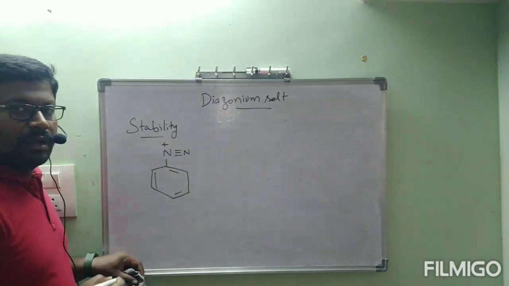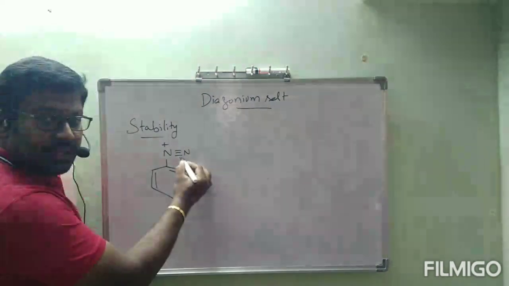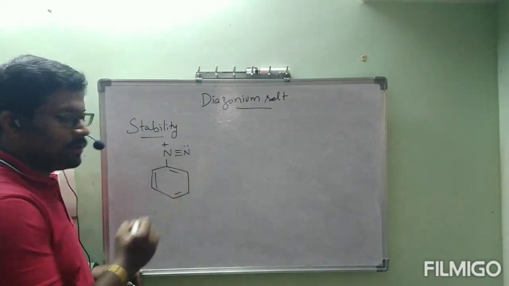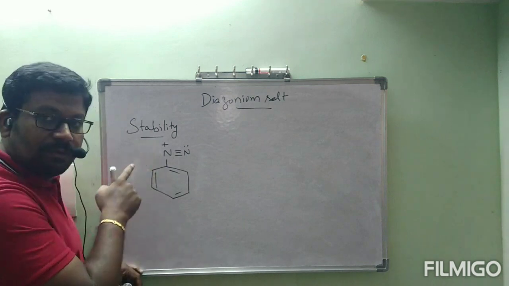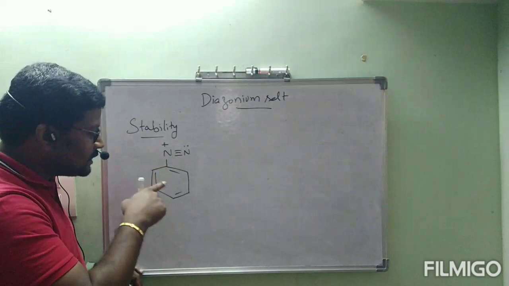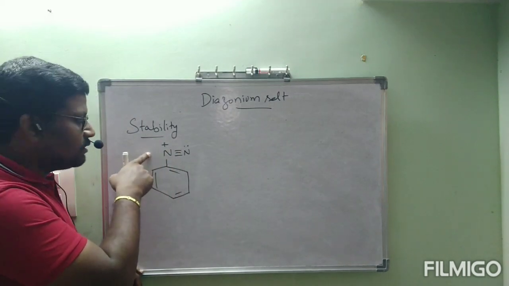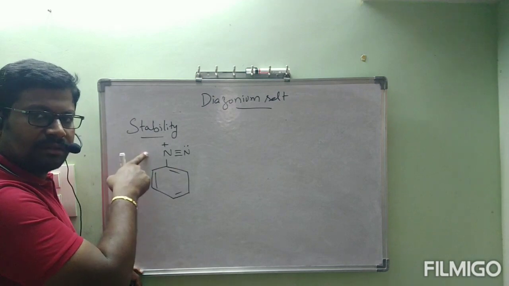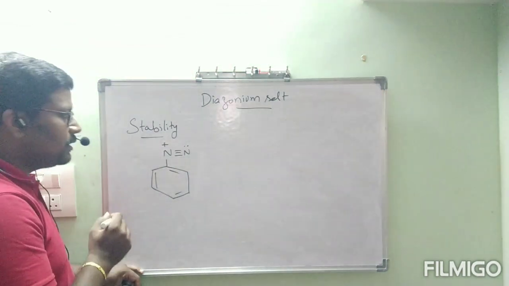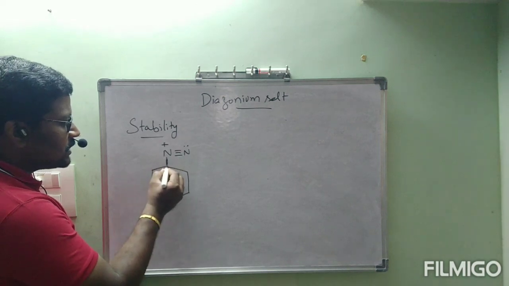Observe carefully. Nitrogen can form 3 bonds. This nitrogen has 3 bonds, so it has a lone pair. If a nitrogen has 4 bonds, definitely it will carry a positive charge. This is C6H5 N2 plus. This is the structure of benzene diazonium salt. Now what is going to happen? Let us see how it will show resonance structures.